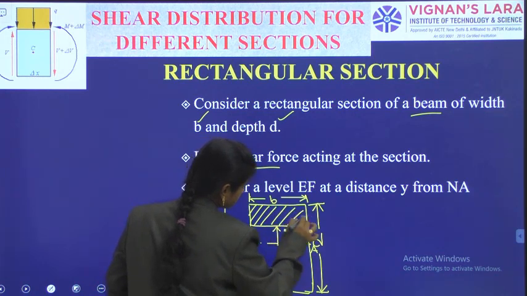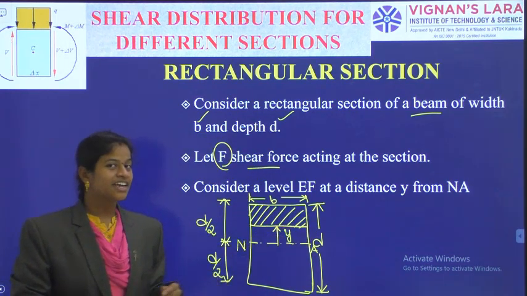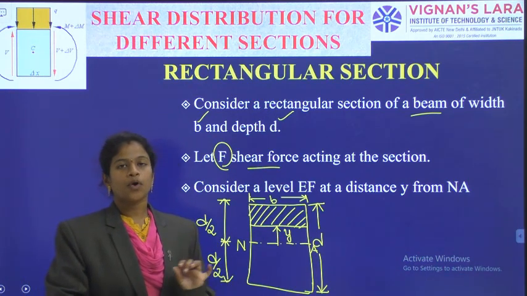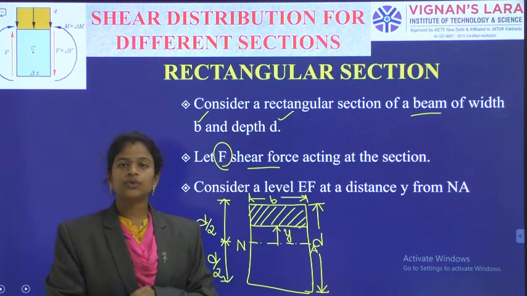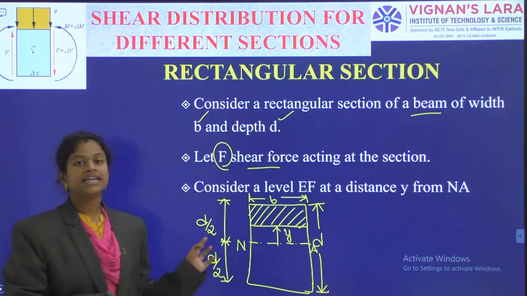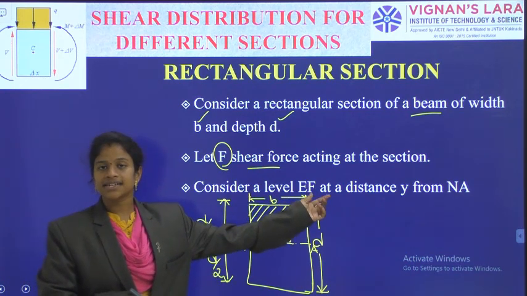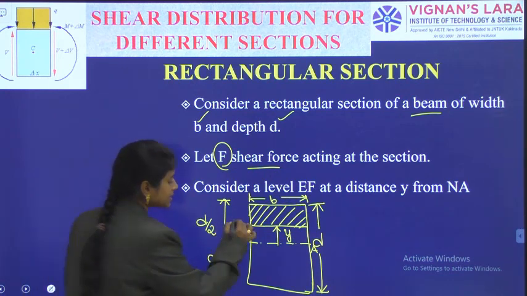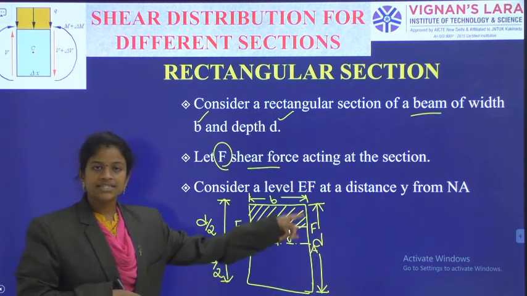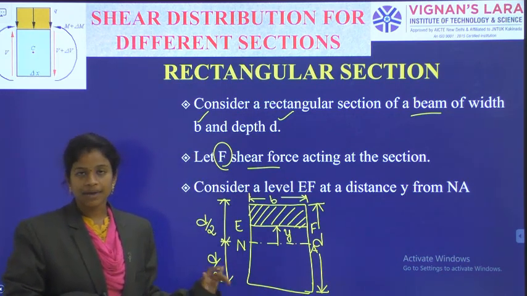This is my condition. Why have I considered that portion? As you already remember the formula, shear stress at a point or at a level, tau is equal to F A y bar by I into B. That A is the area of the portion above the level where you are calculating the shear stress. As I am calculating the shear stress at the level EF, I need to involve this area above the level EF. Okay, so this is the condition I am having.